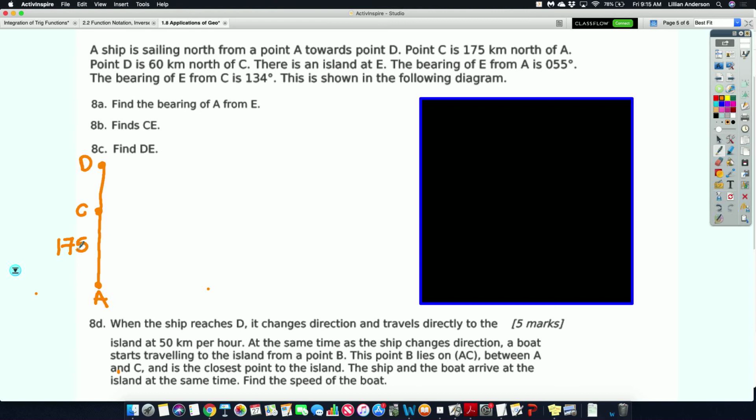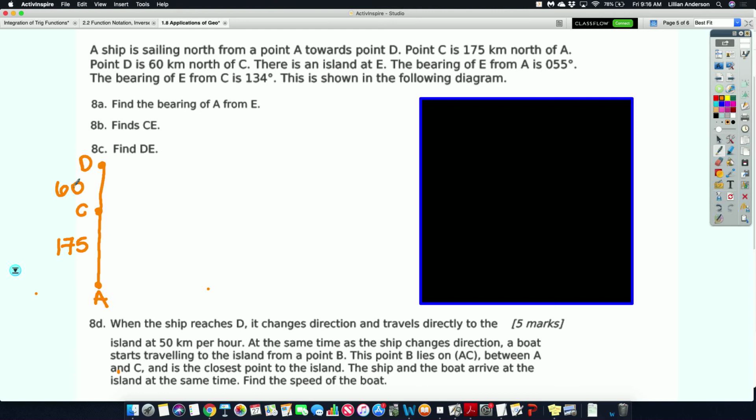And then D is 60 kilometers north of C. So that means DC, that segment, is 60 kilometers. There's an island at E. Island E does not represent east in our compass points. Okay, it literally is an island somewhere.